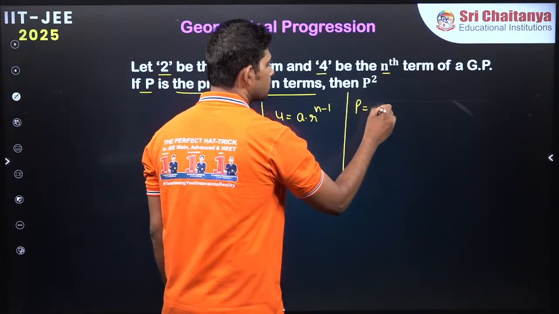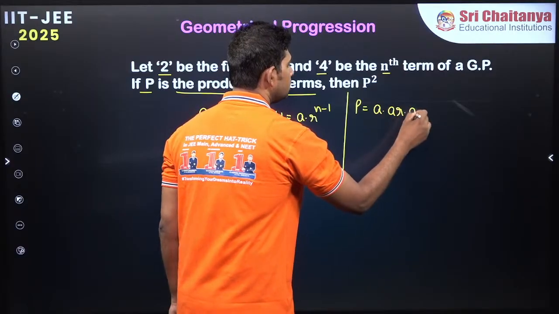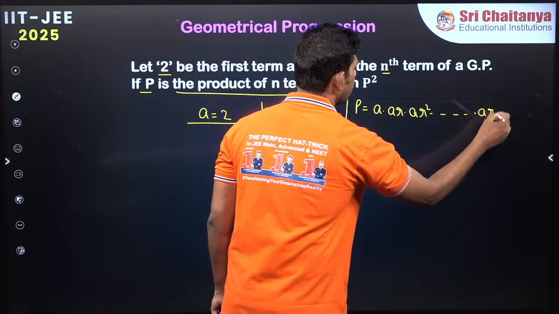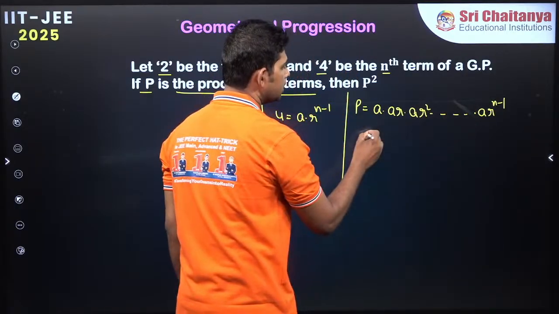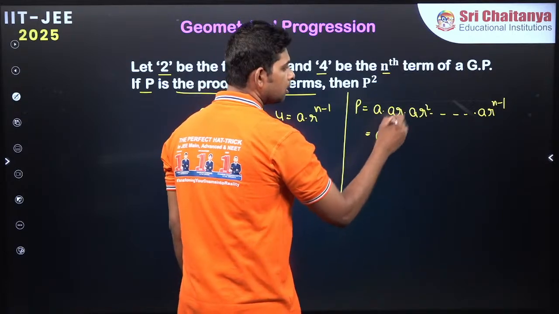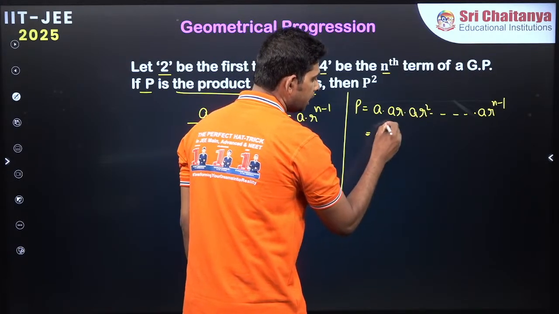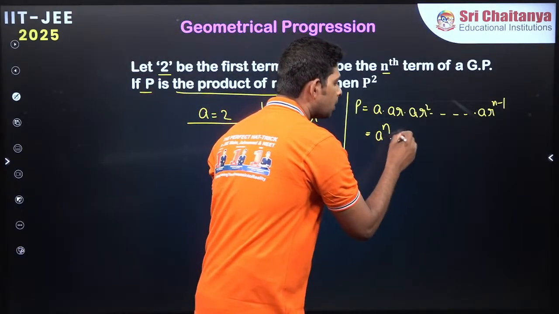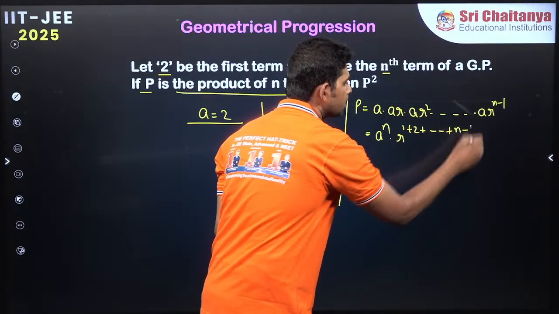Product P is equals to A into AR into AR square up to AR power n minus 1. So how many times is A there here? A into A, n times, so that is why A power n. Similarly, R power 1 plus 2 plus up to n minus 1.